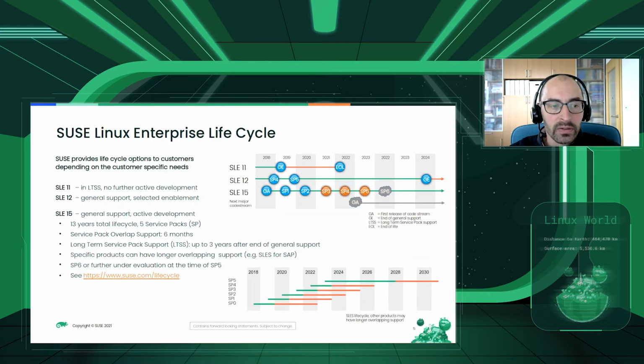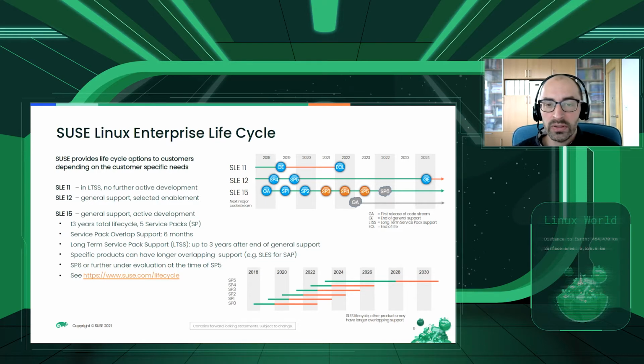At the moment, we are focusing on SLE 15, as the session title suggests. Service Pack 3 specifically is in the works right now. However, we do have three major code streams at the moment. Those are SLE 11, 12, and 15. SLE 11 is reaching end of life in 2022, which is around the corner, and is currently in long-term support, so no real active development is ongoing. We are focusing on critical fixes and security updates.